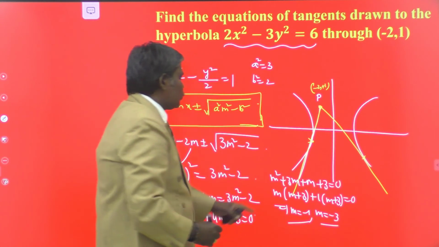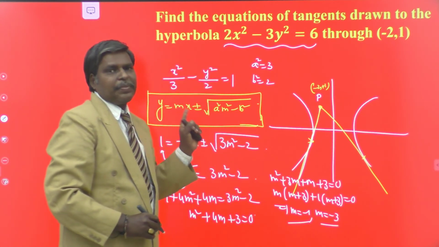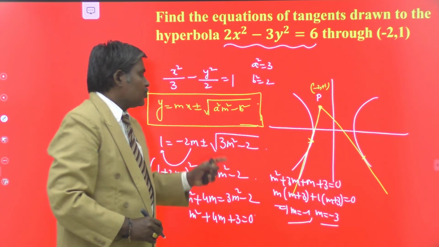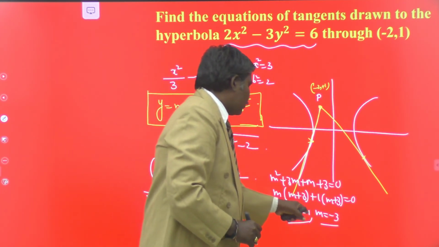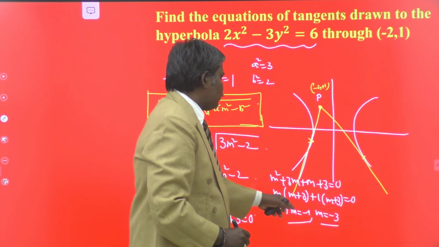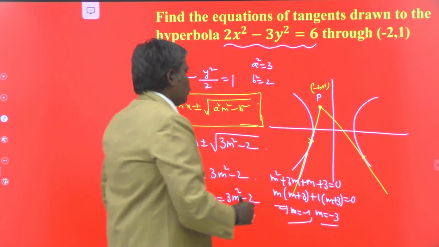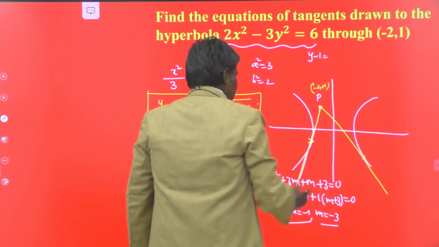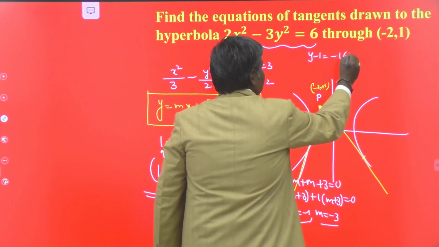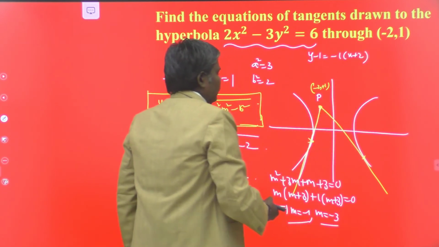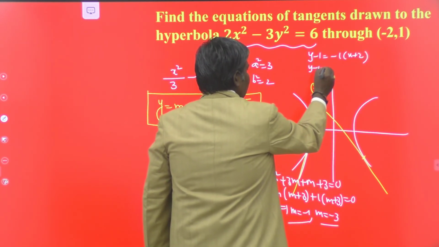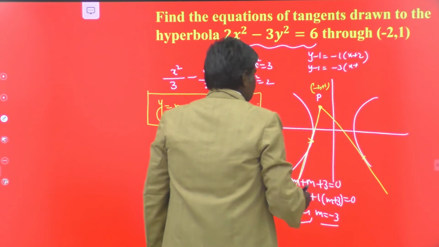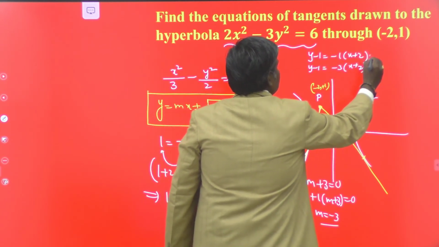So, don't substitute the values of m here itself. We obtain four equations. Two of them are satisfied, two of them not satisfied. So, to avoid that, you have to write the equations freshly by using slope and point form. Once you have the slope -1, the equation is what? y - 1 = -1(x + 2). This is one tangent. And again y - 1 = -3(x + 2). This is the another tangent.